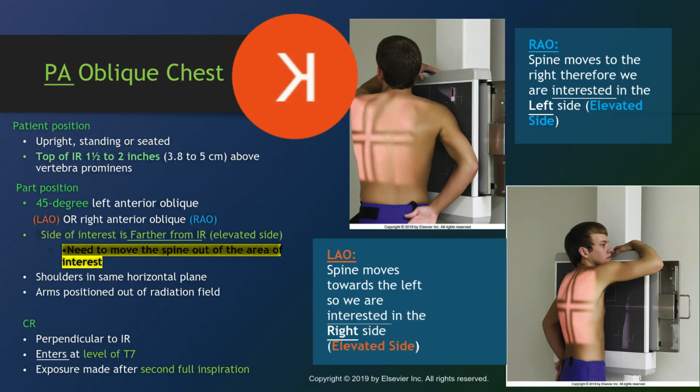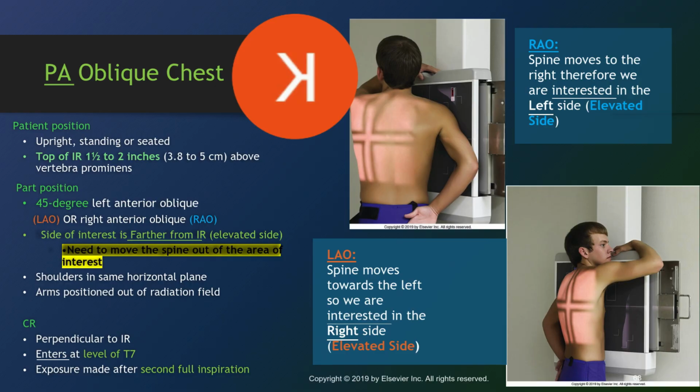Posterior anterior oblique chest, or PA oblique chest. We have part position, patient position, and then we're looking at the CR. So you're going to look at the patient position. We have upright, which could be standing or seated erect. Top of the IR 1.5 to 2 inches above the vertebral prominens. Part position: the patient is rotated 45 degrees, left anterior oblique or right anterior oblique. The side of interest is further from the IR. So that's the elevated side.